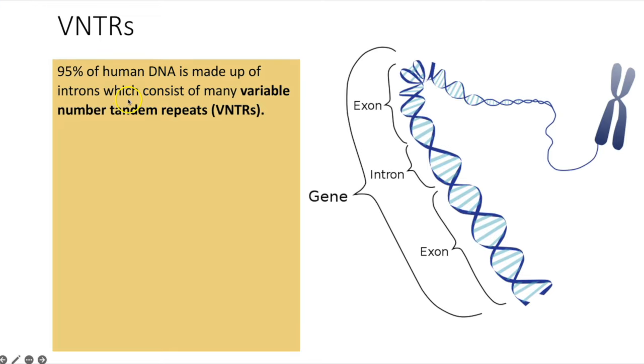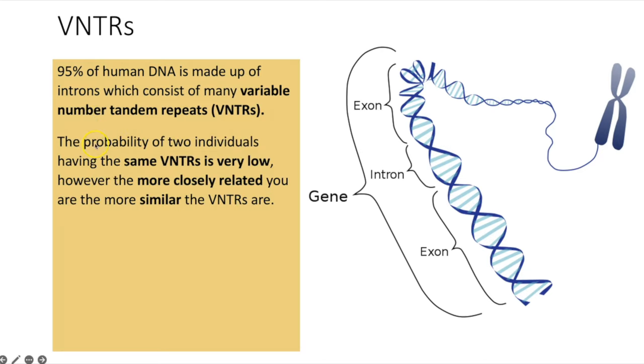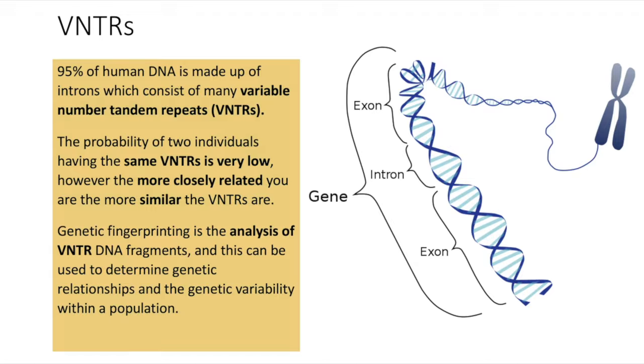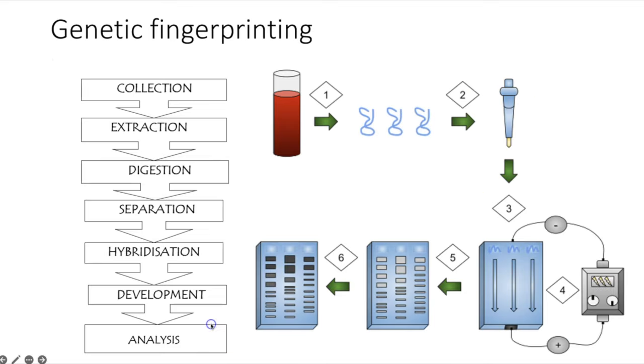We're then going to move on to DNA fingerprinting, which is a way to look at how closely related different individuals are based on VNTRs, which are variable number tandem repeats, which are found within the introns of DNA. And the probability of two individuals having the same VNTRs is very, very low, but the more closely related you are, the more similar your VNTRs are. And that is how genetic fingerprinting works. It's the analysis of VNTR DNA fragments to determine genetic relationships and genetic variability within a population.